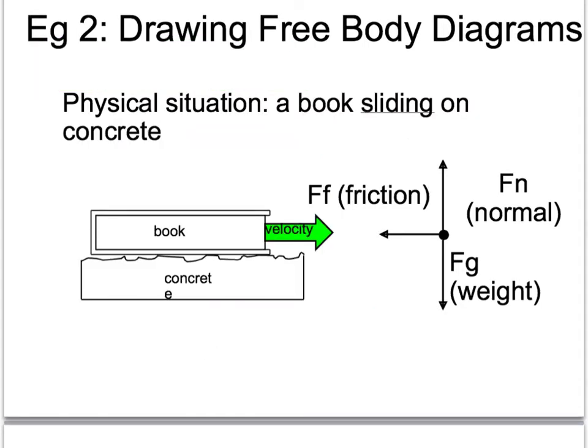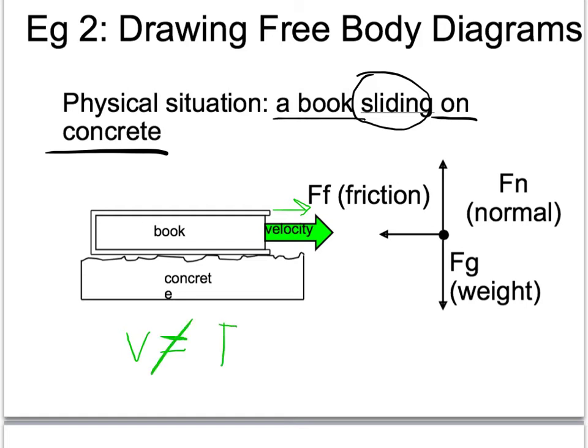Now consider the physical situation of a book sliding, sliding, that means there's a velocity, on concrete. So this book has a velocity, but that velocity is not a force. Remember that. Velocity is not a force. So the actual forces, there's gravity, or the book's weight, and because that book is not falling down, there is a normal force. And because that book is sliding, or moving, there's something opposing its motion, and that is friction.